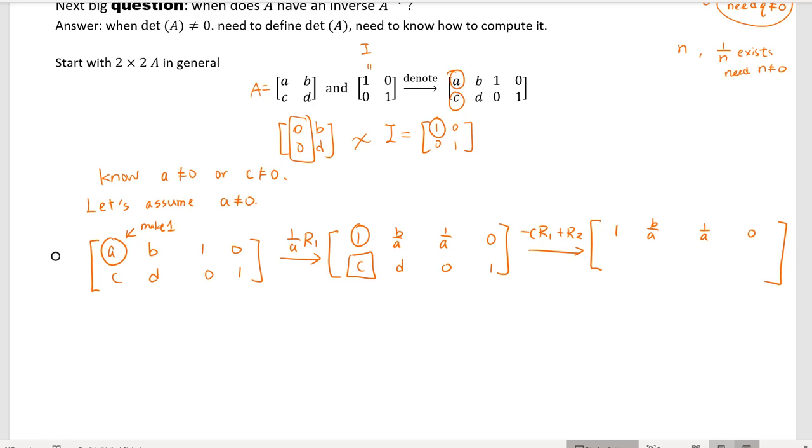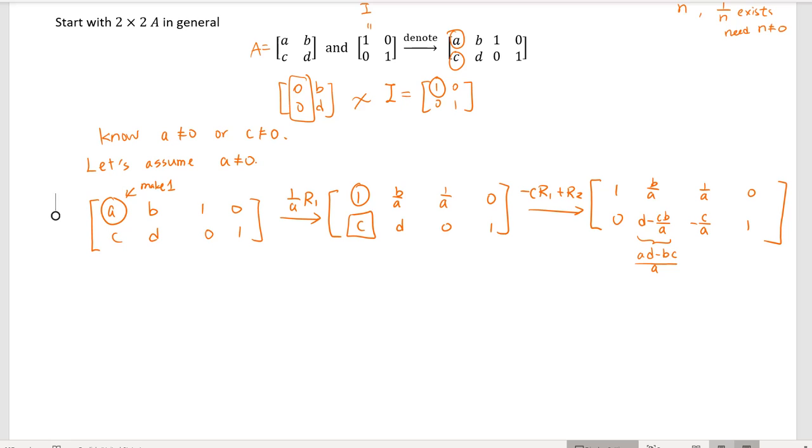Second row, C minus C is 0. D minus C times B over A. 0 minus C over A. 1 minus 0. So this is what we get. So far, so good, everyone. And let's simplify it. This guy, if we take A to be the common denominator, we get AD minus BC on top, right? And then the next step, we want to make this guy 1.